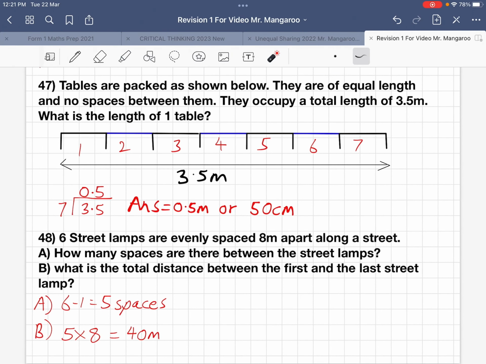48. 6 street lamps are evenly spaced. So 8 meters is the spacing. If there are 6 street lamps, then there are 5 spaces between them. And how do we get a total distance? Number of spaces multiplied by spacing. 5 times 8 is 40 meters.